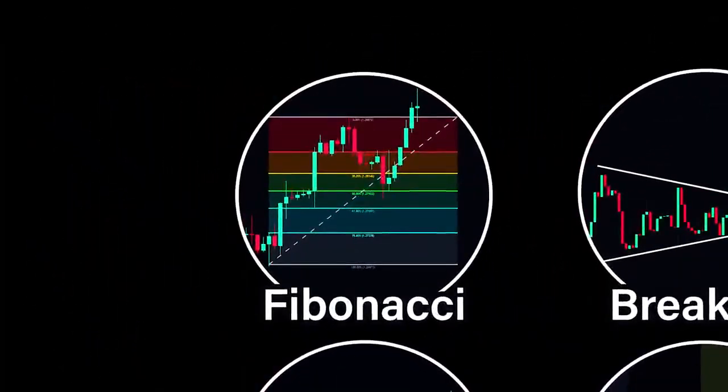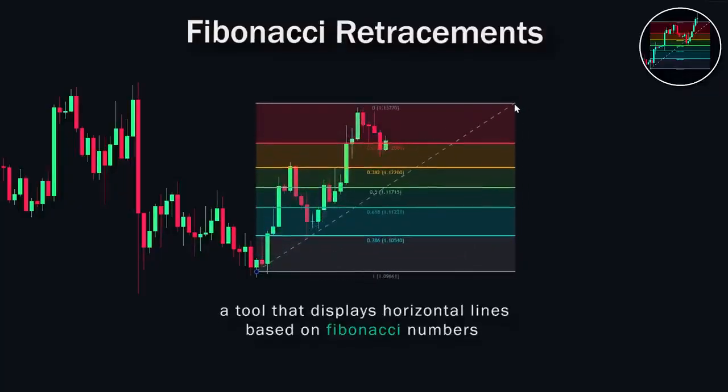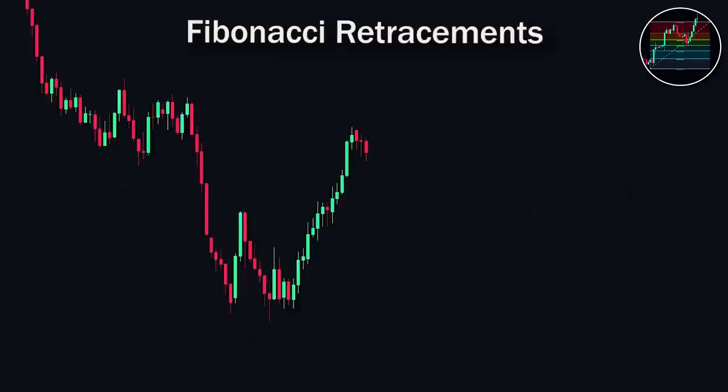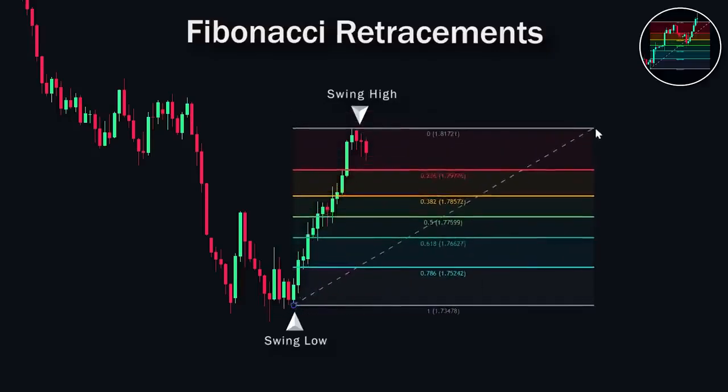Fibonacci Retracements. It is a tool that displays horizontal lines based on the Fibonacci numbers. These lines could then be used as key support and resistance levels. To use the Fibonacci retracement tool, you first start by identifying a swing low and swing high on a chart. Then, drag the tool from the swing low to the swing high.